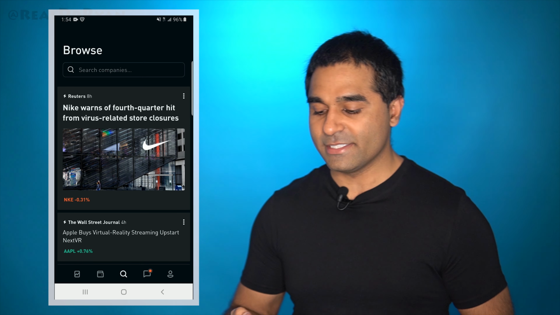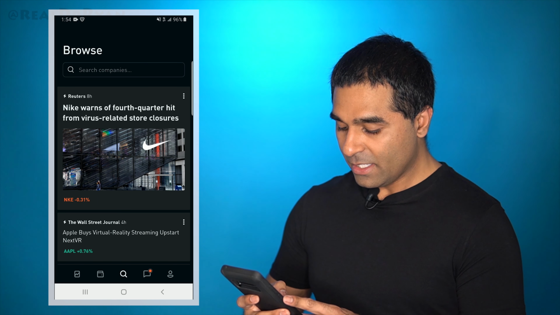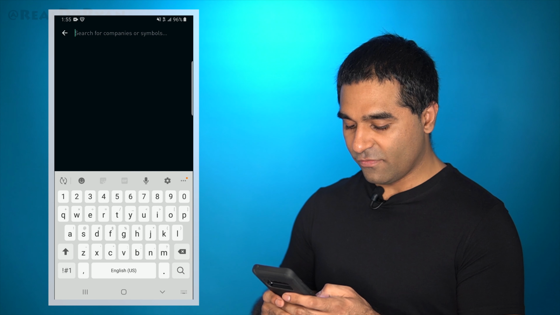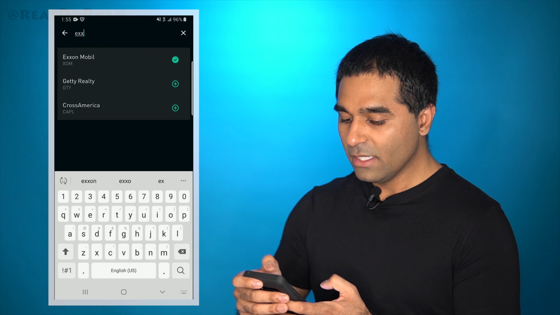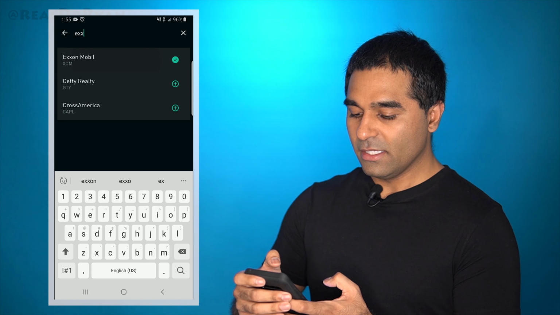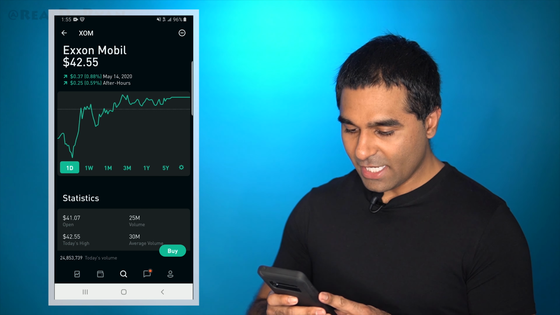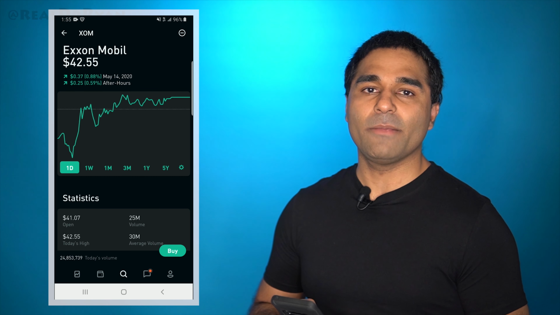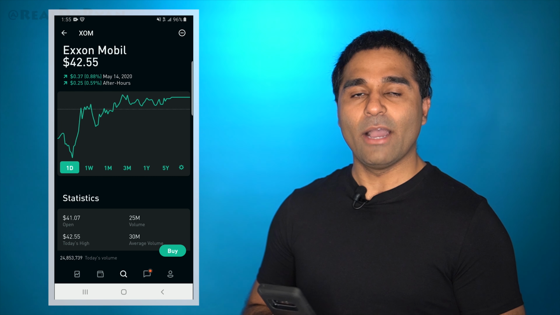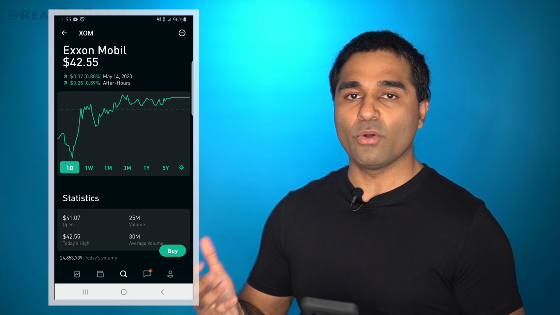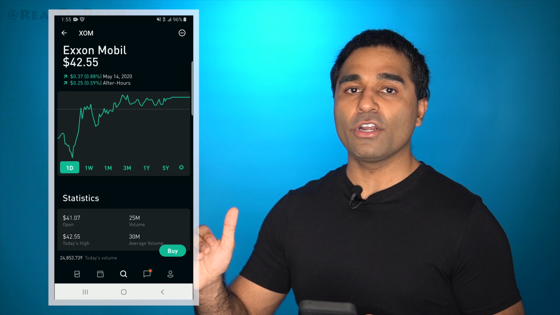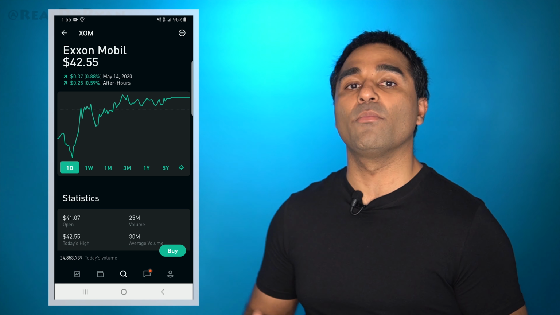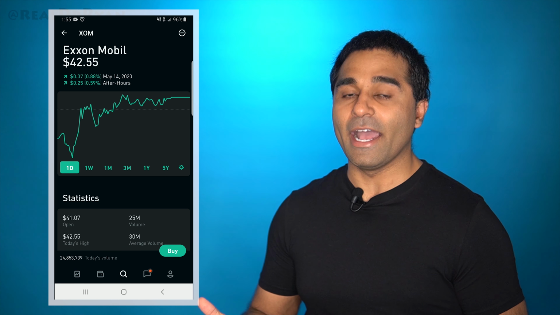So you go back to the browse section of the Robinhood app with a magnifying glass, and you search companies, and let's search for Exxon, and it's the first choice. And now that we're at Exxon, you take a look at Exxon and they're trading for $42.55. Now, I don't want to pay $42.55. I want to pay a lower price. The way I put orders in is I place an order and I wait for the market to come to me, for the market to drop to the price that I'm willing to pay, not the other way around.